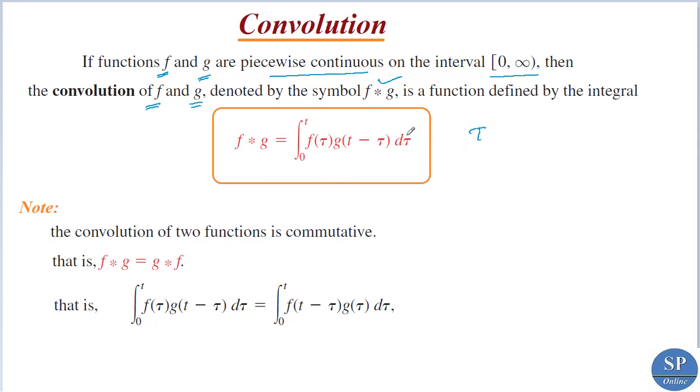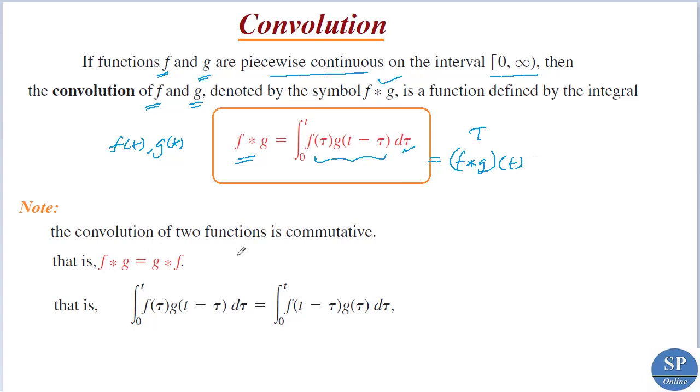Here tau is an auxiliary variable. Actually, we have the functions f of t and g of t. So the convolution of f and g is denoted by f star g and is defined by this integral from 0 to t of f of tau g of t minus tau d tau. Here the variable of integration is tau, so we integrate with respect to tau, and tau is replaced by the limits 0 and t. So ultimately this will be a function of t, and we can represent f star g as f star g of t.